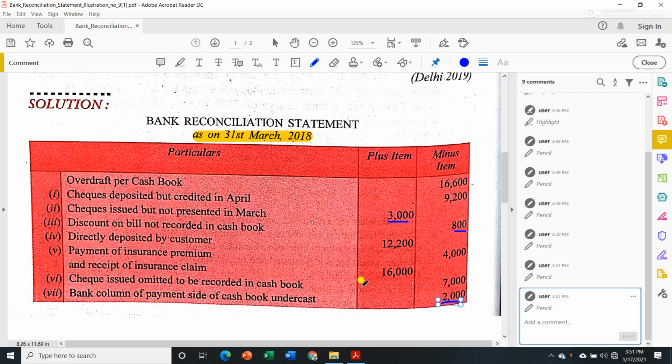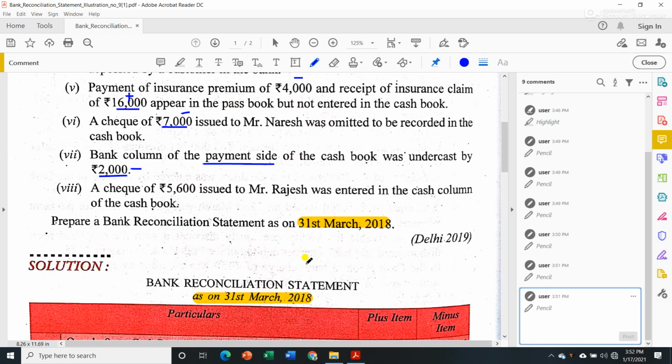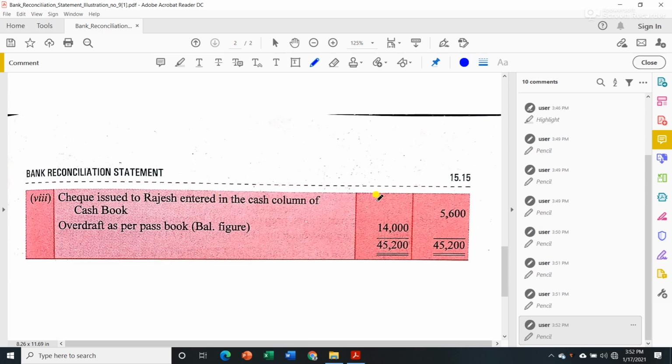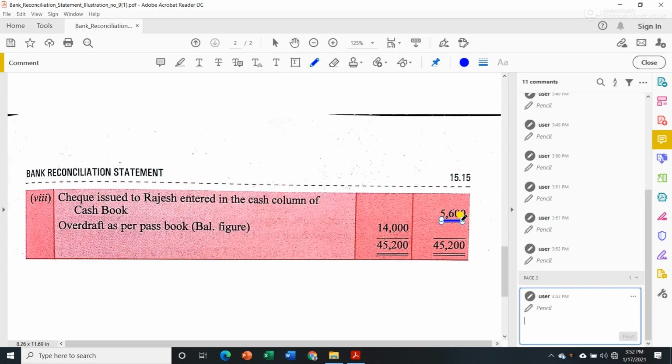Okay, then next, the last, we have a check of rupees 5,600 issued to Mr. Rajesh. It was entered in the cash column of the cash book instead of being written in the bank column. So what we will do is just simply deduct this 5,600. Deduct means we will write it in the minus column.